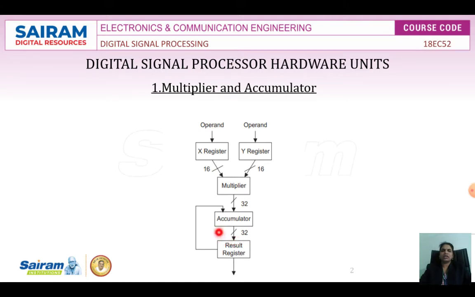Suppose you have a carry, it will again be added in the accumulator part, and this will be scaled down into a 32-bit output, which will be available at the output register, named the result register. So this is a special hardware unit used in the digital signal processor in order to perform the multiplication process. This multiplication is very important, and this is a specially designed hardware unit dedicated to the multiplication process.